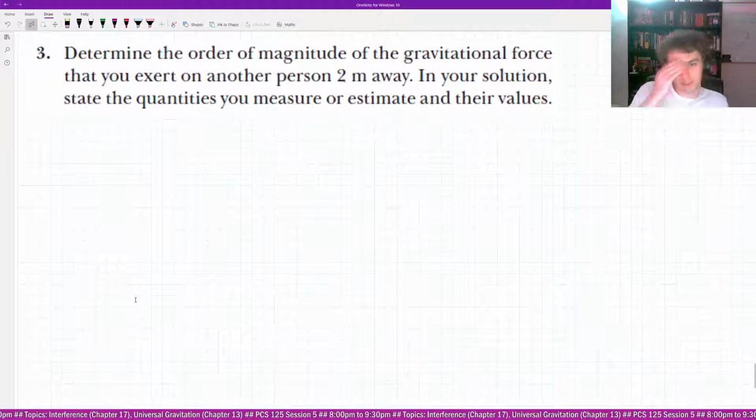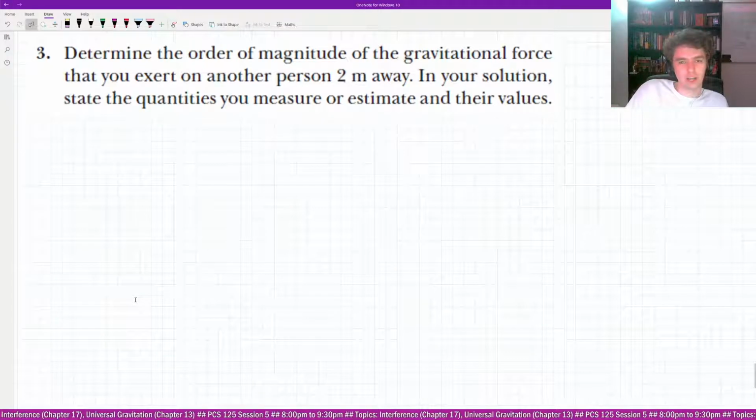Determine the order of magnitude of the gravitational force that you exert on another person 2 meters away. In your solution, state the quantities you measure.